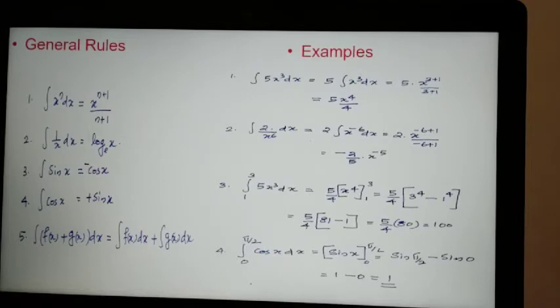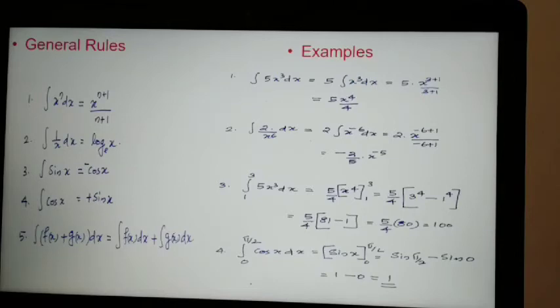Is it clear? Then we can go for the third example. I already told you there are two types of integrals, definite integral and indefinite integral. So the first two integrals, what do you think? Are they definite or indefinite? They are indefinite integrals. Why are they called indefinite integrals? Because they are not provided with the limit of integration.